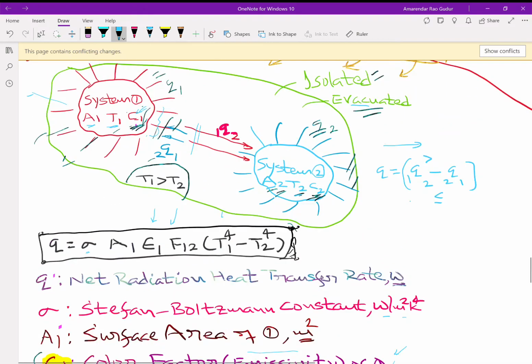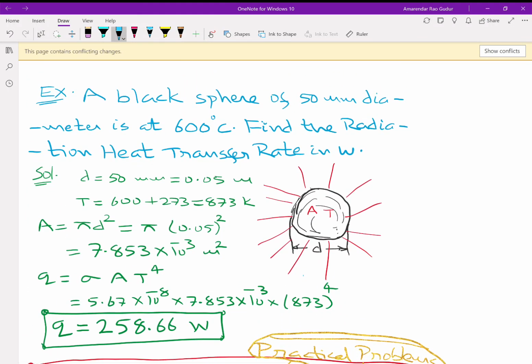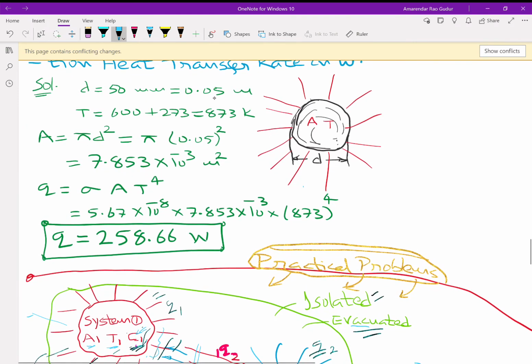And over here we have a simple problem involving only one surface. That is, we have a black sphere of 50 mm diameter at 600 degrees centigrade. Find the radiation heat transfer rate in watts. So sphere diameter is given, its temperature is given. Diameter is given in mm, have it in meters. Temperature is given in degrees centigrade, have it in Kelvin. Then find the area of the sphere, pi d square, pi into 0.05 square. It's going to be 7.853 × 10 power minus 3 meters square. Then area is available, temperature is available, sigma is a constant. Substitute that over here. We get the total energy emitted by this black sphere as 258.66 watts.